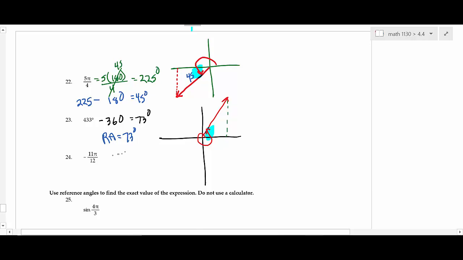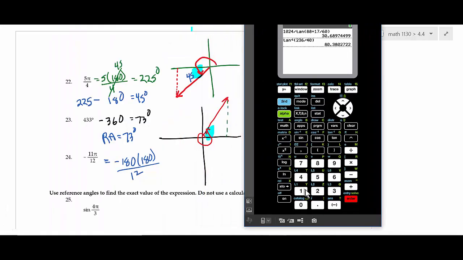Okay, next one, I'd probably do the same thing. I'd probably just change this to degrees to get a better understanding of where we are. On this, I'll just do this on the calculator. So if I take 11 times 180 and then divide that by 12, that'll give me a negative angle. So we just need to reason out what that is. So that looks like negative 165 degrees.